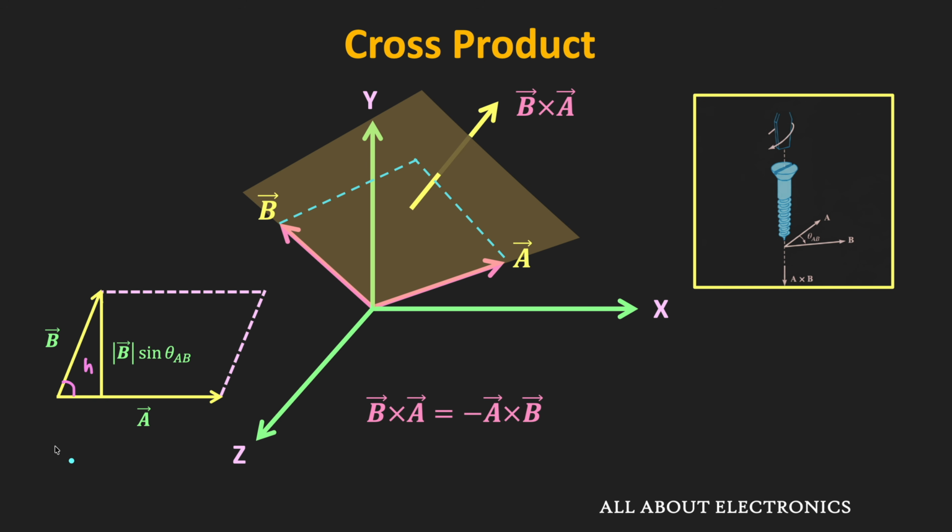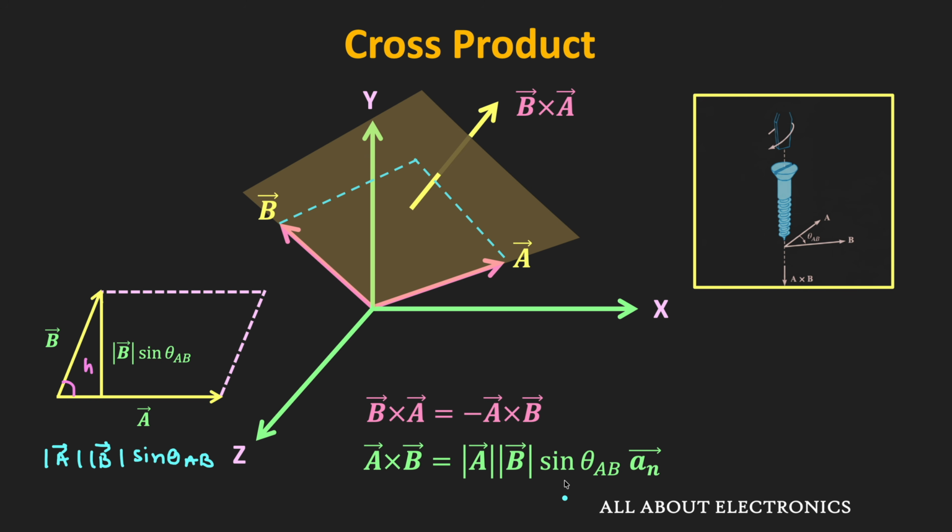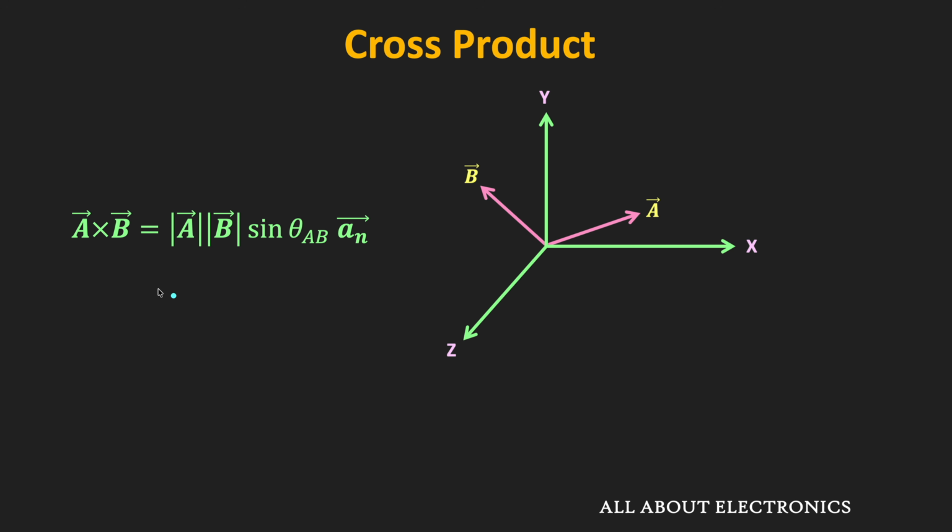So from this we can say that the area of the parallelogram is equal to A times B times sine theta AB, and we can say that A cross B is equal to AB sine theta AB times small a n, where AB sine theta AB is the magnitude of the resultant vector and small a n is the unit vector that is perpendicular to the plane containing both vectors A and B. And once again, its direction can be found using the right hand screw rule. That means if we have two vectors A and B, then mathematically their cross product can be expressed like this.